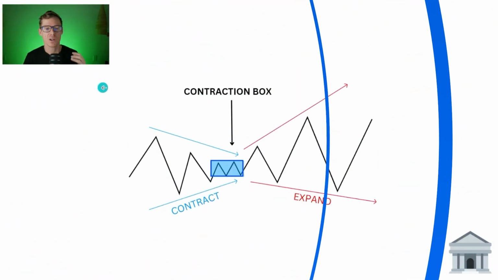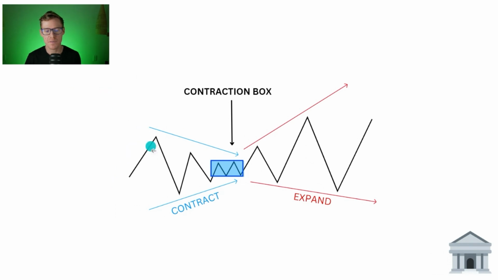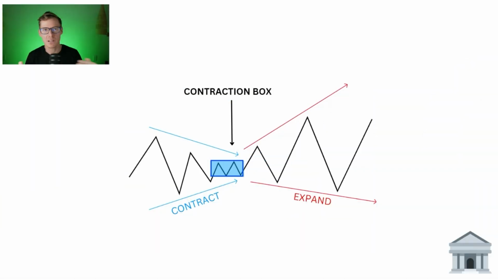Contraction represents this funneling in and then funneling out, because contraction and expansion usually work side by side. Contraction is the breathing out and expansion is the breathing in. You can see we get this funneling getting tighter, tighter, tighter, forming a contraction box, and then it expands outward with momentum and volatility. This is the contraction expansion cycle.